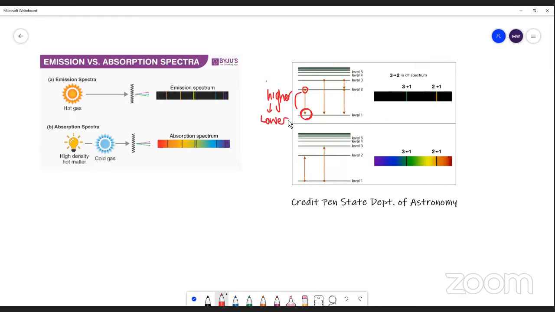You are losing energy, you're giving away that excess energy. When you go from a lower energy state to a higher energy state, so lower to higher, it's called an absorption spectrum. So you take energy in, energy is required. This one consumes energy, and this one over here releases energy.